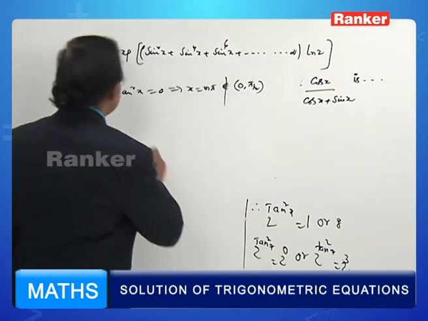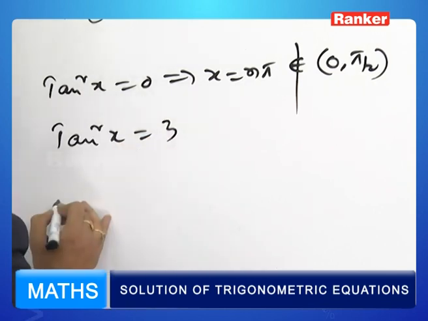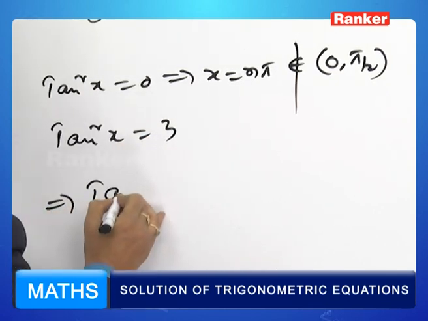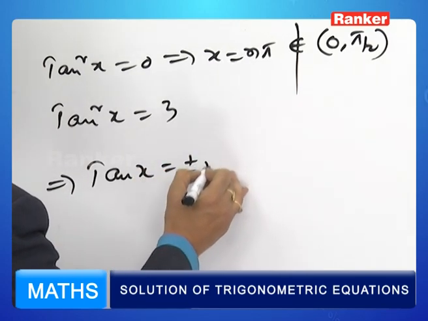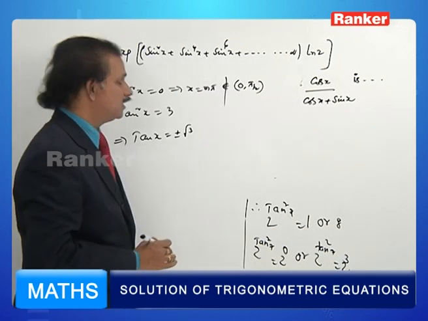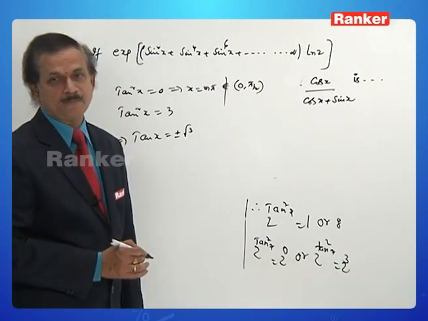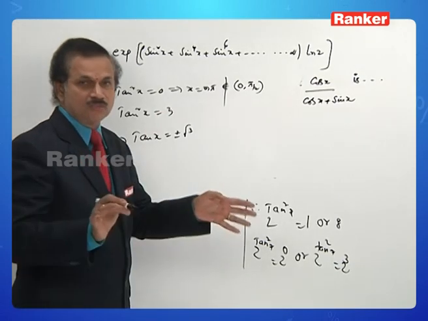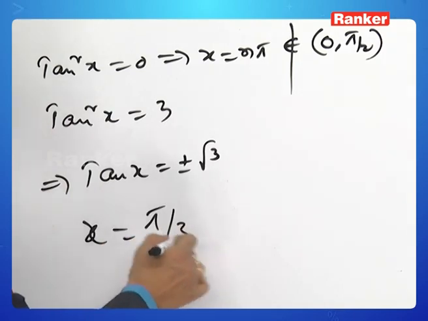And the other case is tan square x is equal to 3. Implies tan x is equal to plus or minus root 3. If tan x is minus root 3, then x does not belong to open interval 0 to pi by 2. So tan x is equal to plus root 3 is only possible. Therefore, x is equal to pi by 3.